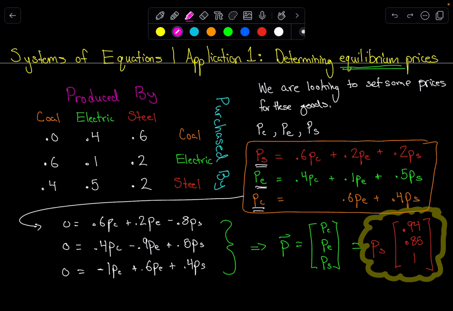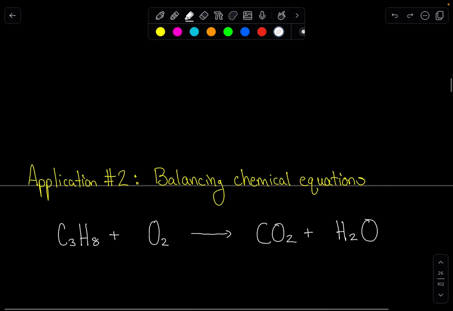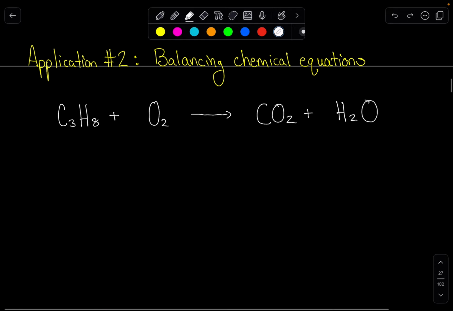So this is a pretty interesting first example. You can imagine that the more complicated you make your economy, the more companies you have, the more things you want to consider, you can get as crazy as you want, but this is I think a good starting point as a first application of systems of equations. So the next application has to do with balancing chemical equations. If you've taken a chemistry class before, you will be very familiar with this concept.